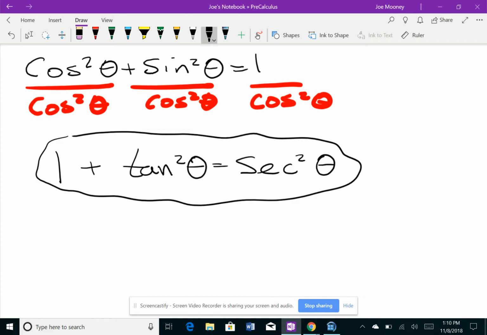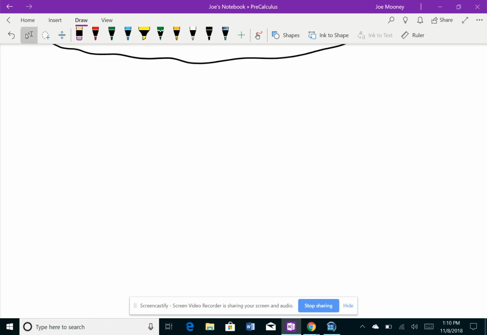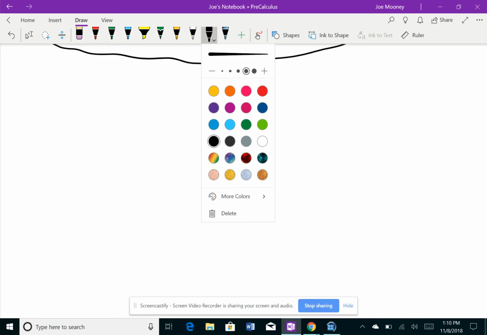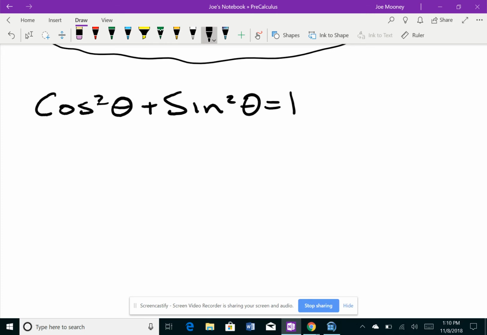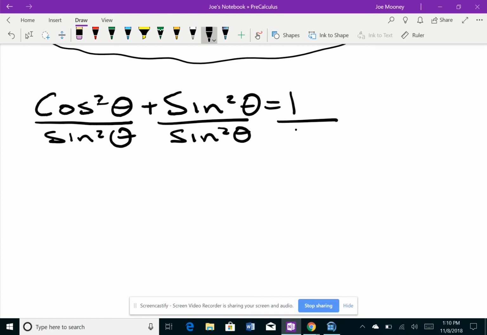And then let's do the same thing again, but I'm going to go one step larger. Let's do it dividing by sine squared. So there's the basic one that we proved originally. Leg squared plus leg squared is hypotenuse squared. We proved that. Last time we divided by cosine squared, let's divide by sine squared this time. So if we do it to all of the terms, then it's totally legal.